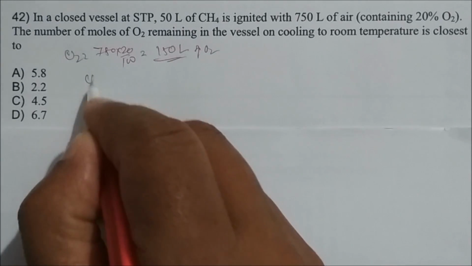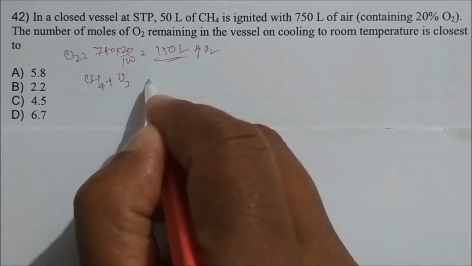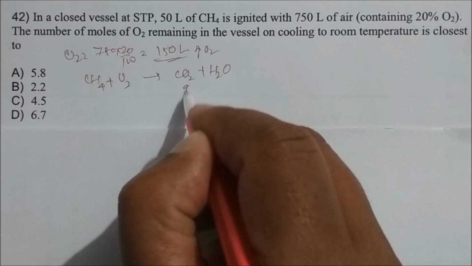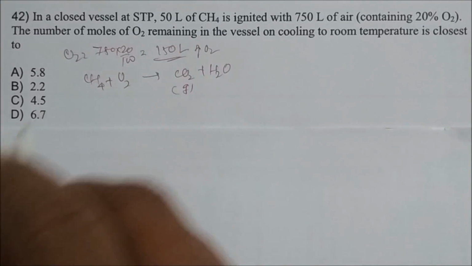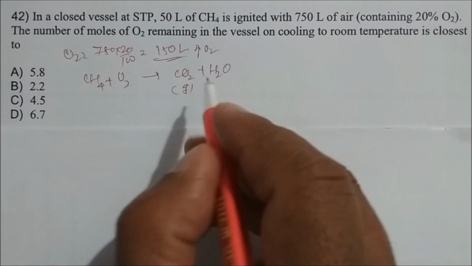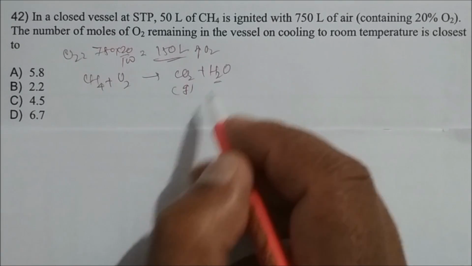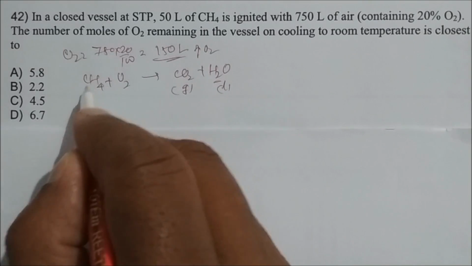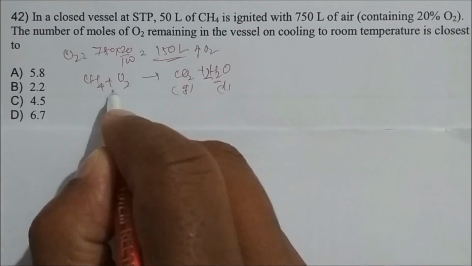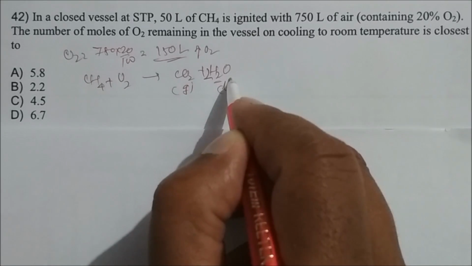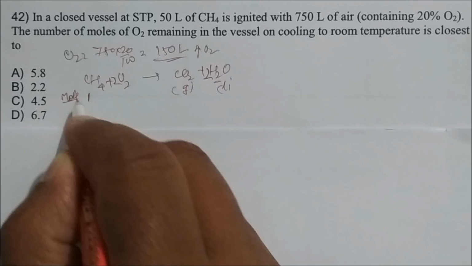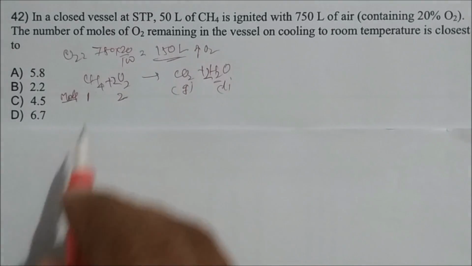Now methane is reacting with the oxygen. If this reacts with the oxygen, you will get CO2 plus water. These are gases, and if you cool it, what will happen? The water becomes liquid again. So just balance this equation. On balancing, there are 4 hydrogens, so water will be 2, and oxygen will be 2. If you take it in terms of moles, this is 1 mole and this will be 2 moles.